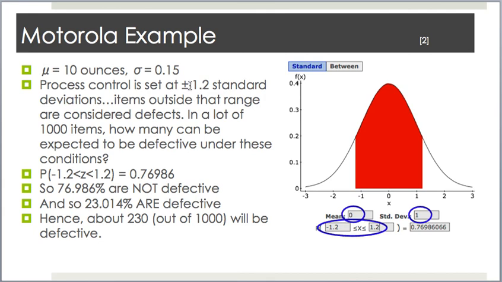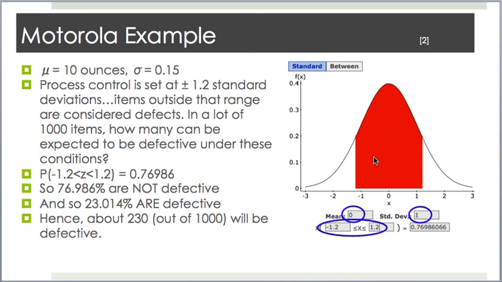Because we are told that we're going to be within 1.2 standard deviations, it just makes sense to think about being back on the standard normal curve. So we can go back to having a mean of 0 and a standard deviation of 1 and simply ask for the probability of being between negative 1.2 and 1.2 standard deviations. When we compute that probability, we get a result of 0.76986 from StatCrunch. So that's telling me that approximately 76.9% of our values are going to lie within here.